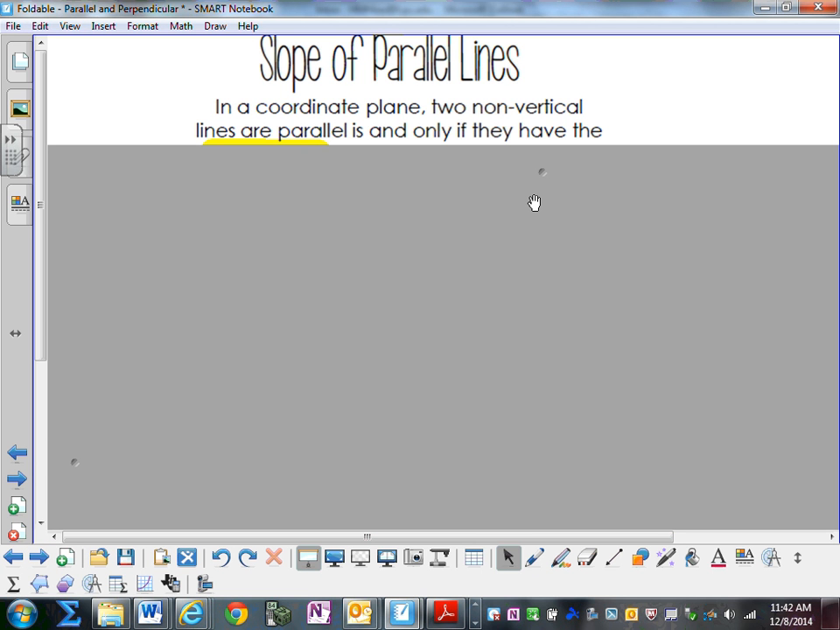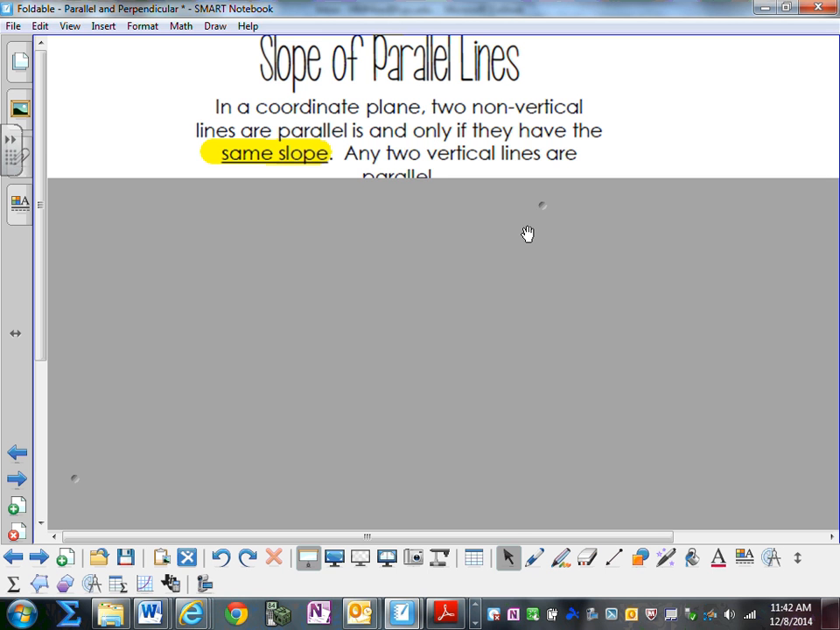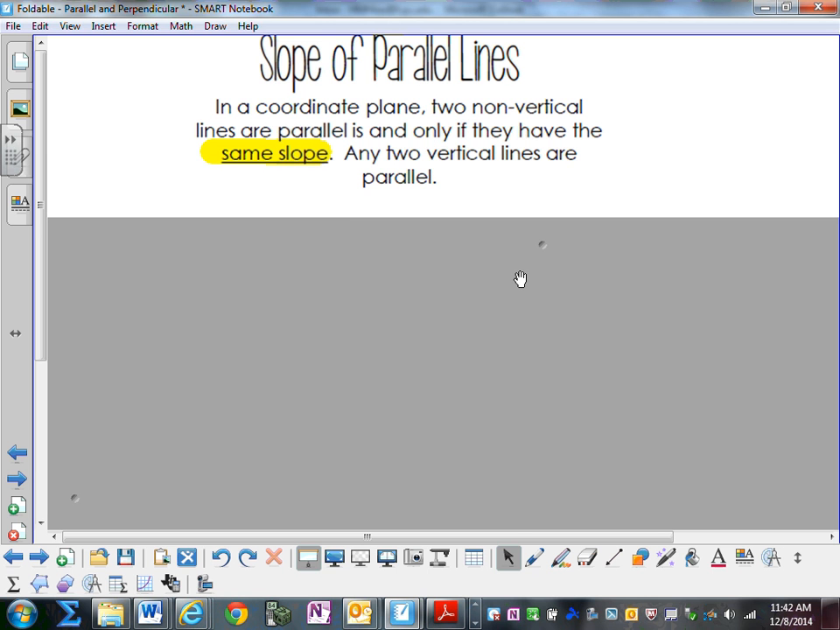In a coordinate plane, two non-vertical lines are parallel if and only if they have the same slope. Any two vertical lines are parallel.